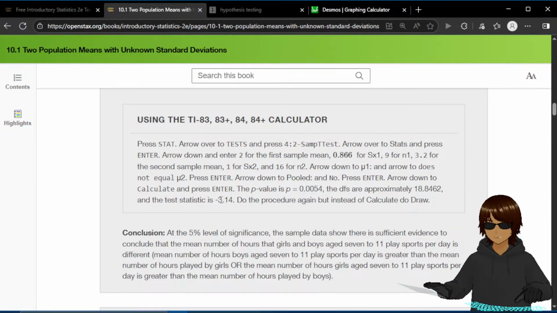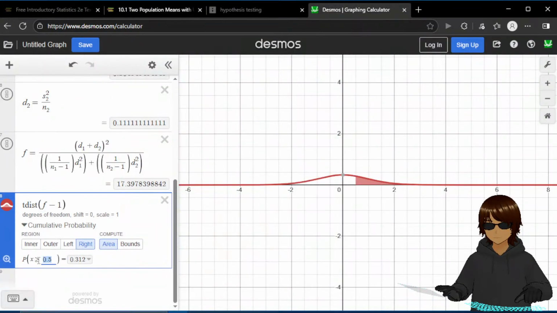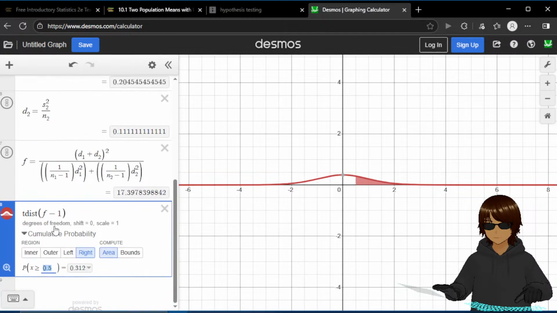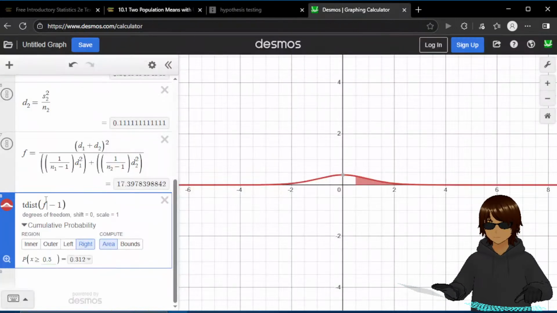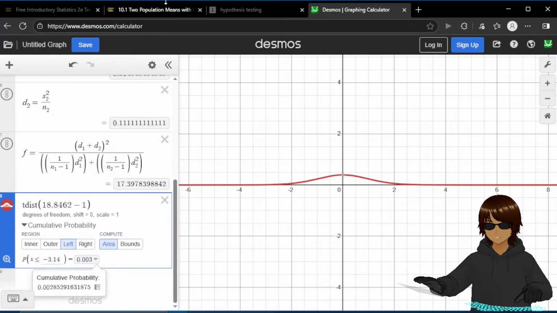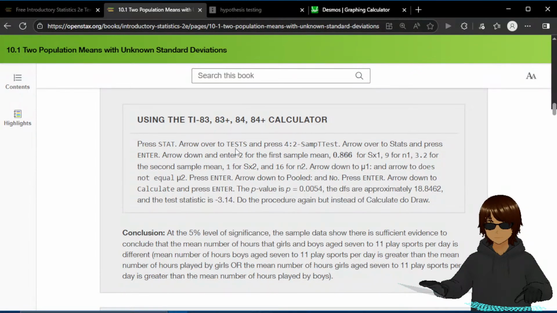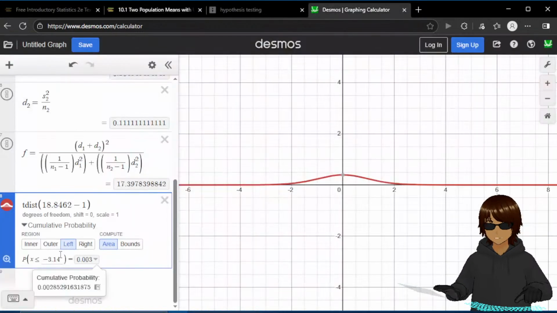The test statistic is minus 3.14. 18.8462. 0.0285. P value is 0.0054.